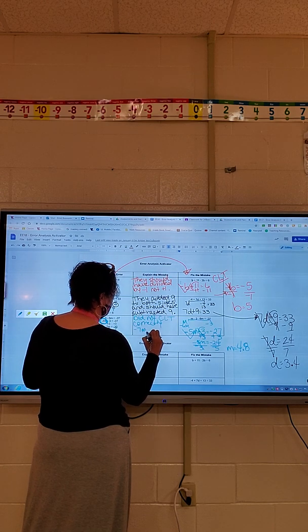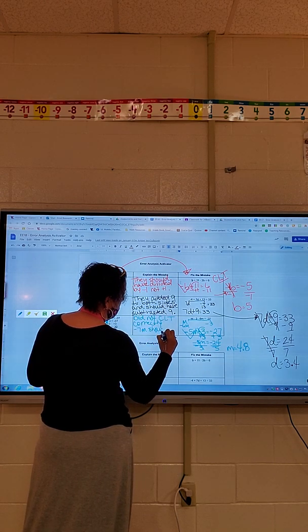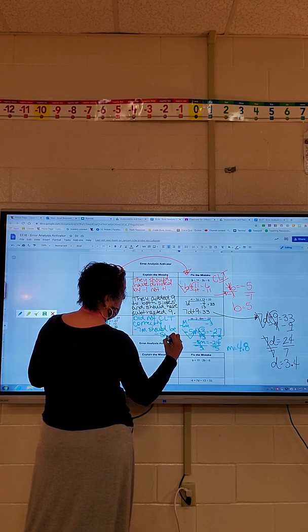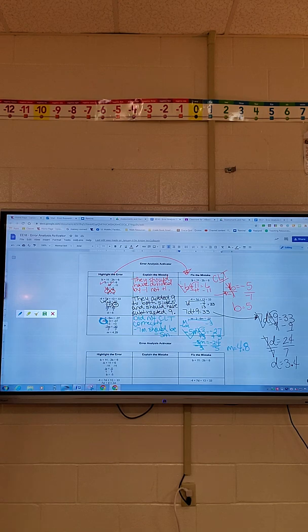Negative 7M should be a negative 5M. Okay? They did not. You don't have to have my exact words. You can have your own words. You can say the same thing I'm saying with different words. Everybody might say it a different way. But as long as the message you're telling me in your explanation says they didn't combine like terms correctly, okay? We're good.